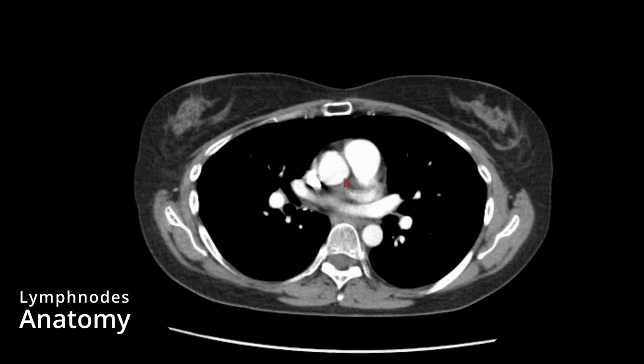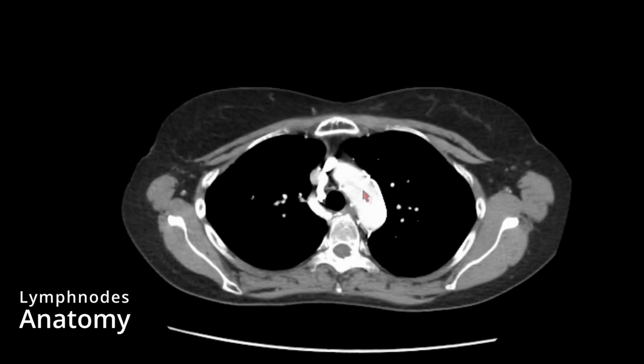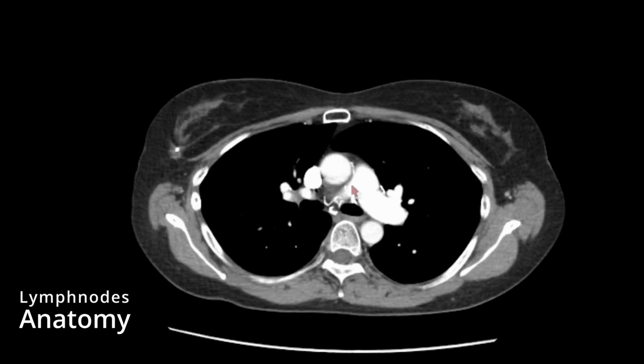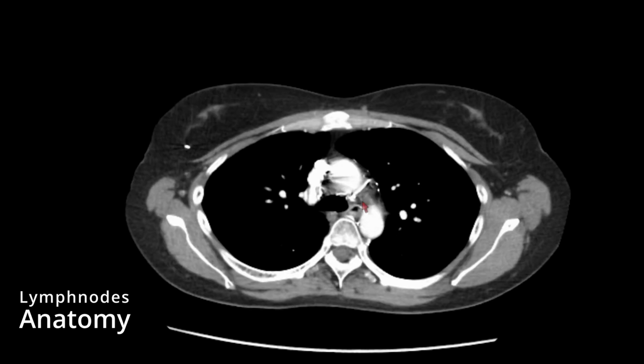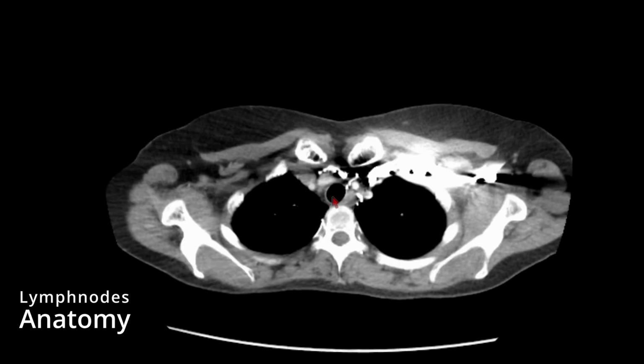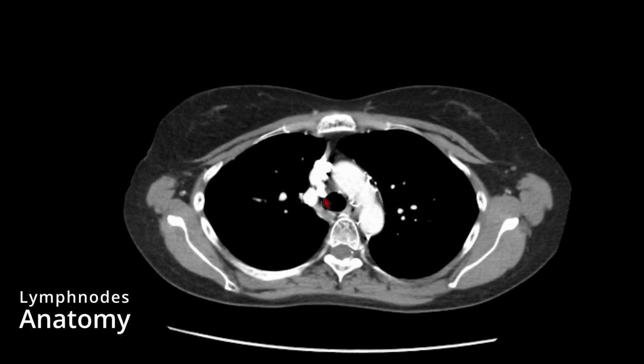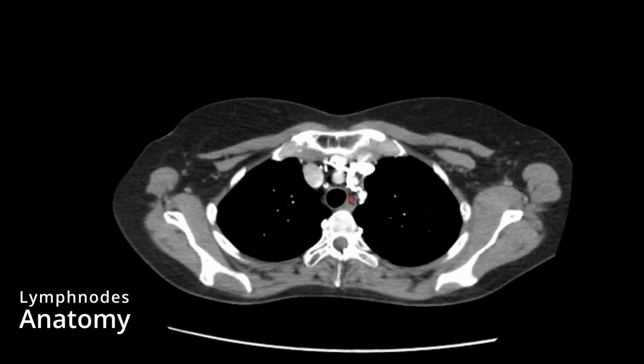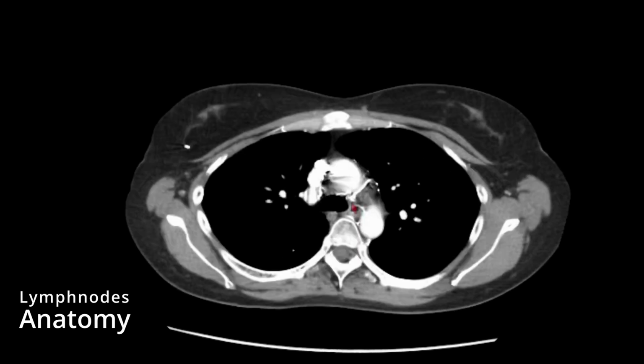Moving downward, we encounter the aortopulmonary lymph nodes. So this is the arch of aorta, and this is the pulmonary trunk, and the lymph node between these two structures, which is this area, is called the AP window, and that's where we look for the aortopulmonary lymph nodes. Paratracheal lymph nodes, as the name suggests, are around the trachea. So this is the trachea, and paratracheal lymph nodes can be left paratracheal or right paratracheal lymph nodes.